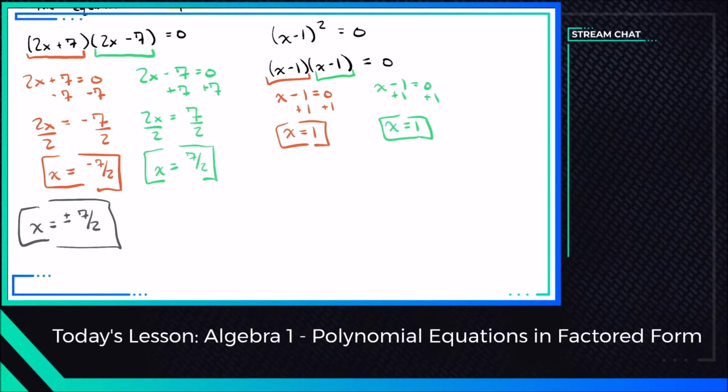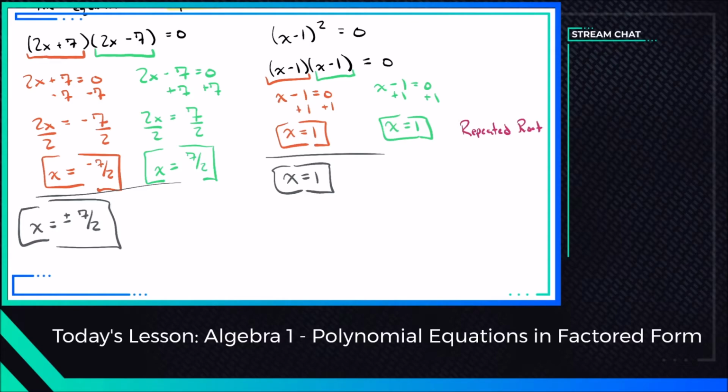So you don't need to write that x is equal to 1 twice, because this is what we call a repeated root. So actually, we can just say the answer is x is equal to 1. Right? So our final answer on the first equation was plus or minus 7 over 2. Our answer on the second equation is just 1.